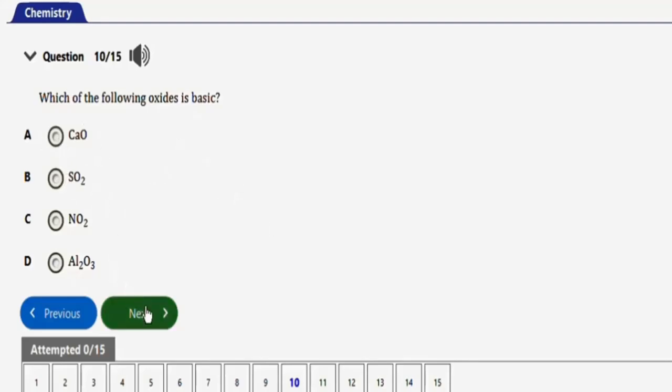So the right option here is option A, calcium oxide, which is a weak base. Next question will be this one. It says which of the following gases is alkaline? So the right option will be option C, ammonia is alkaline in nature, it is a weak base basically.